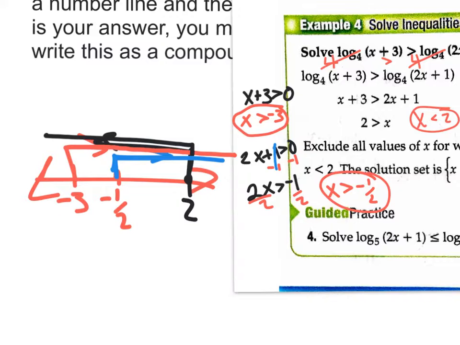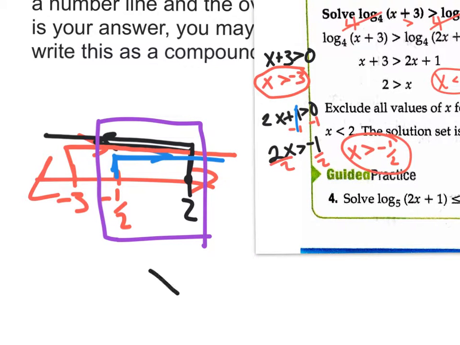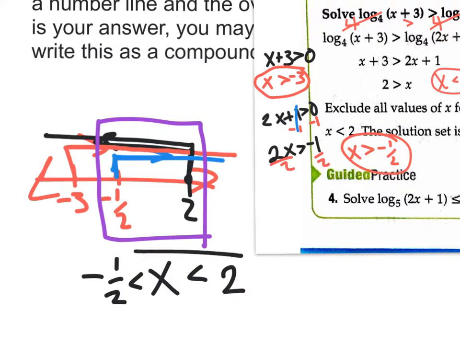So let me change colors here and show you that here is the triple overlap piece between the negative half and the positive 2. So the answer to this guy, rewriting it as a compound inequality answer, is pretty easy to do. You simply put x in the middle, the smaller number on this side, the bigger number on that side, with the inequalities right there. So here's your compound inequality answer. But the only way to get this answer is to follow the steps that I provided before to you.